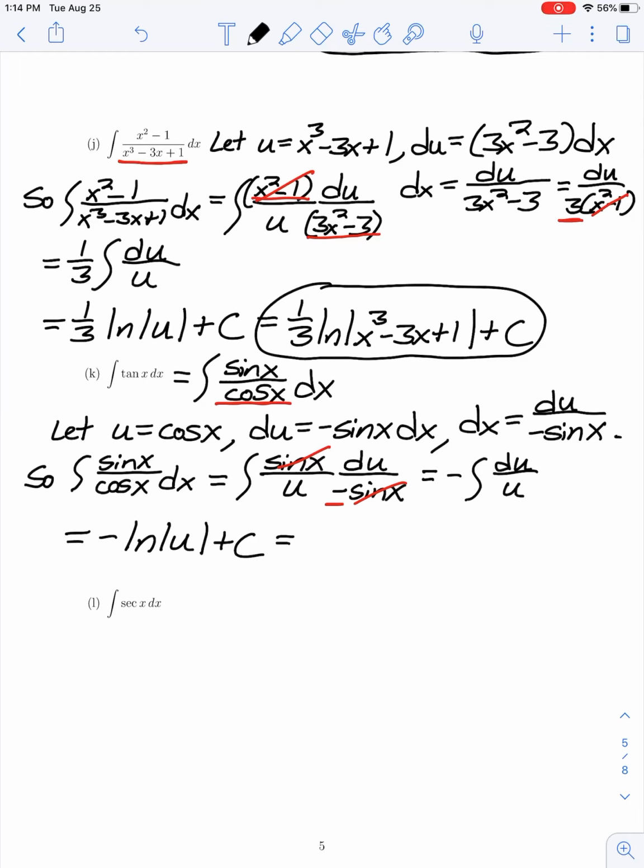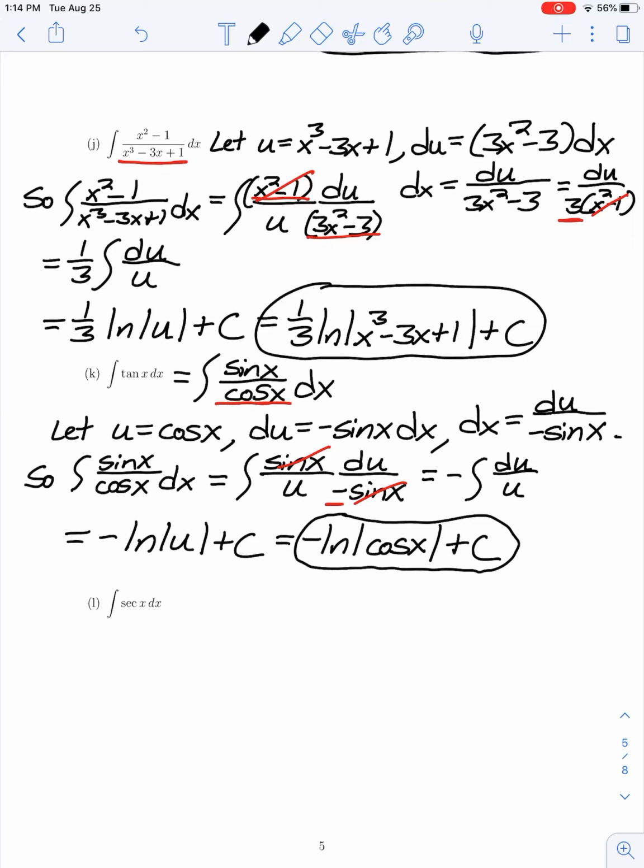And again, we're going to substitute u back into our answers. We have a negative natural log of u, which was cosine of x, plus c. So this is the antiderivative for tangent x. It's the negative natural log of absolute value cosine x, which we've shown by using a substitution.